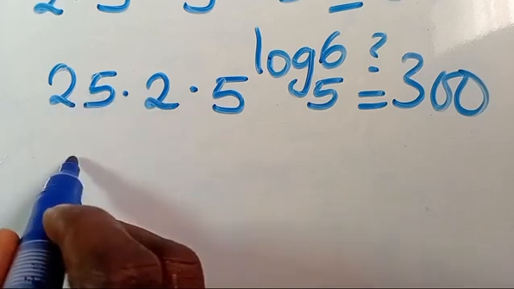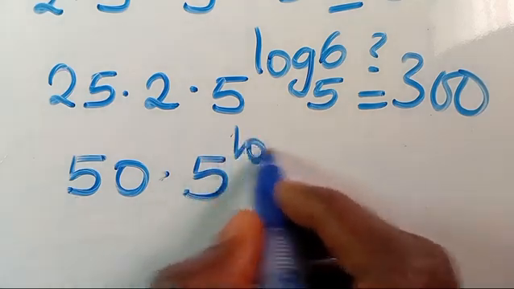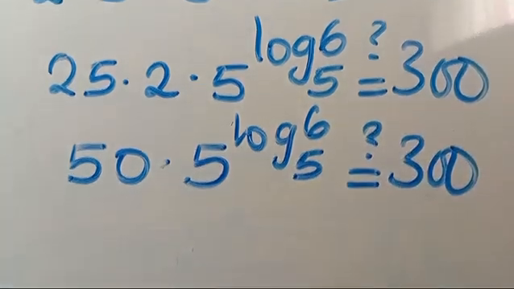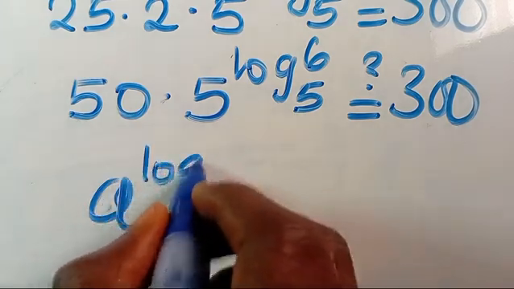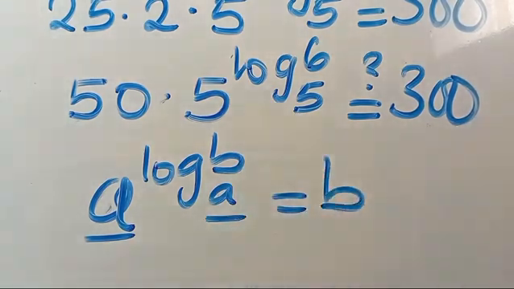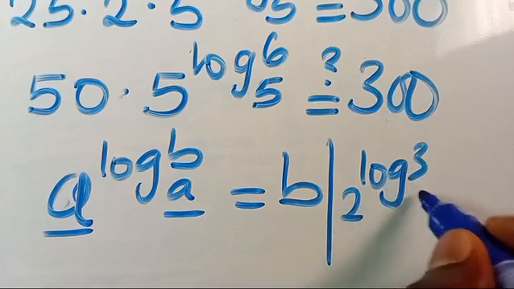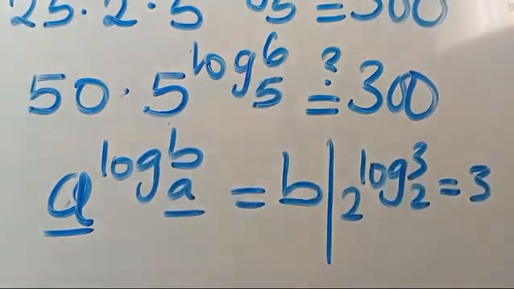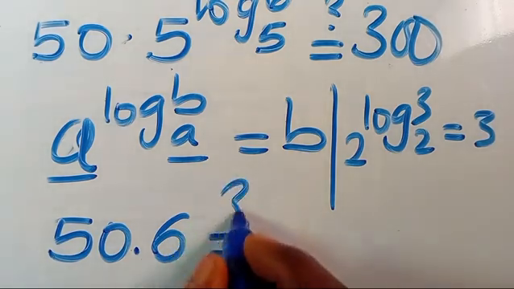25 times 2 will give us 50 multiplied by 5 to the power of log 6 in base 5. Is it going to give us 300? Recall from here that when we have a to the power of log b in base a, so far this base and this are the same, the output will be equals b, meaning that when we have 2 to the power of log 3 in base 2, so far this and this are the same, this will be equals 3. This and this are the same, this will be equals 6. So definitely we have 50 multiplied by 6, then it's going to give us 300.